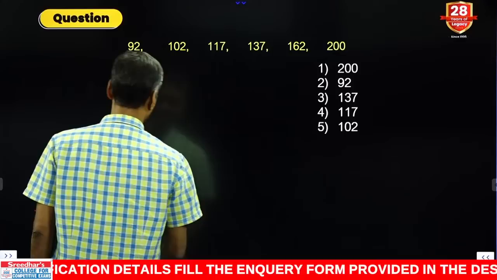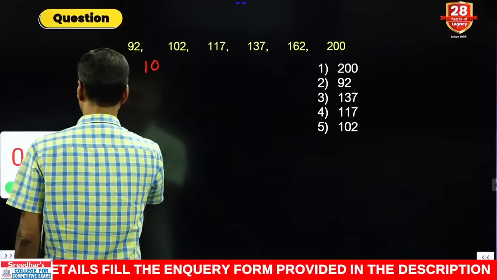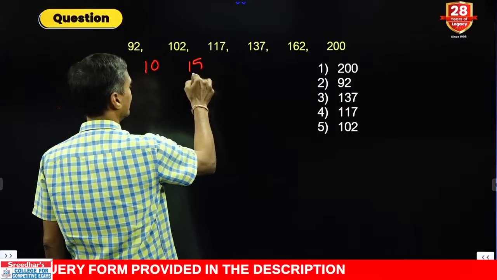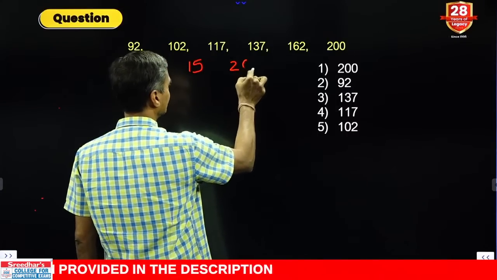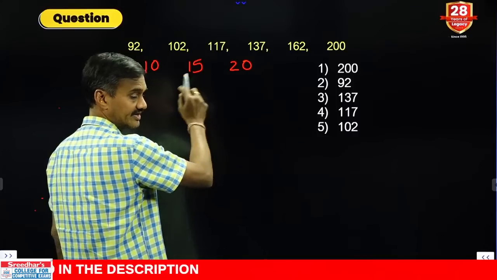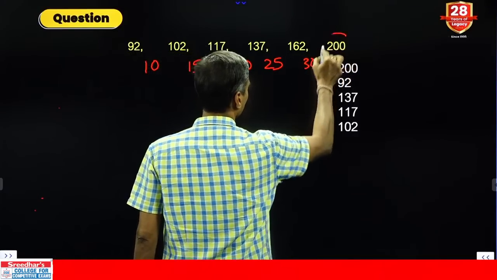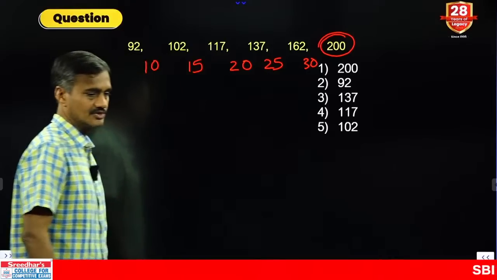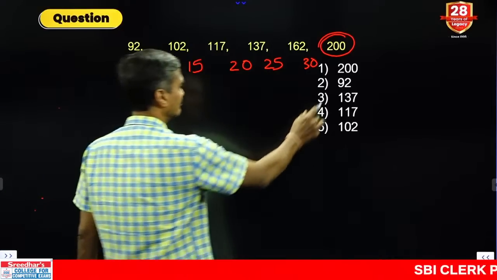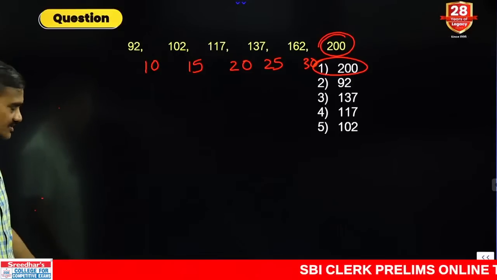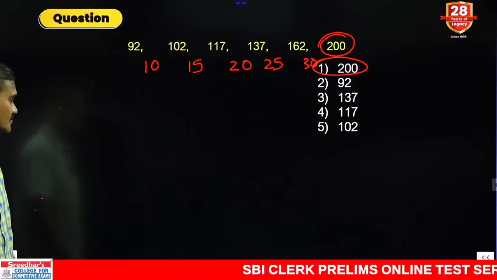And the next difference, tell me, 102 and 117, the difference is 15, and 117 the difference is 20. 10, 15, 20, next one 25, next one is 30. 162 plus 30, it should be 192. Here how much is there? 200, and that is the wrong number, choice 1. Are you following this one or not? And it's 21st, it is choice 1.